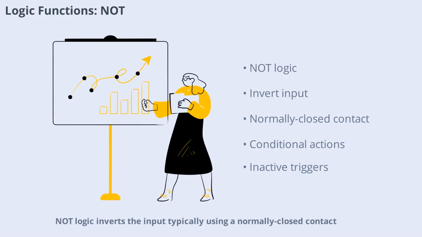Not logic inverts the input, typically using a normally closed contact. The output coil is energized when the contact is not actuated and de-energized when it is actuated. This logic is useful for creating conditions where actions occur only when certain inputs are inactive.